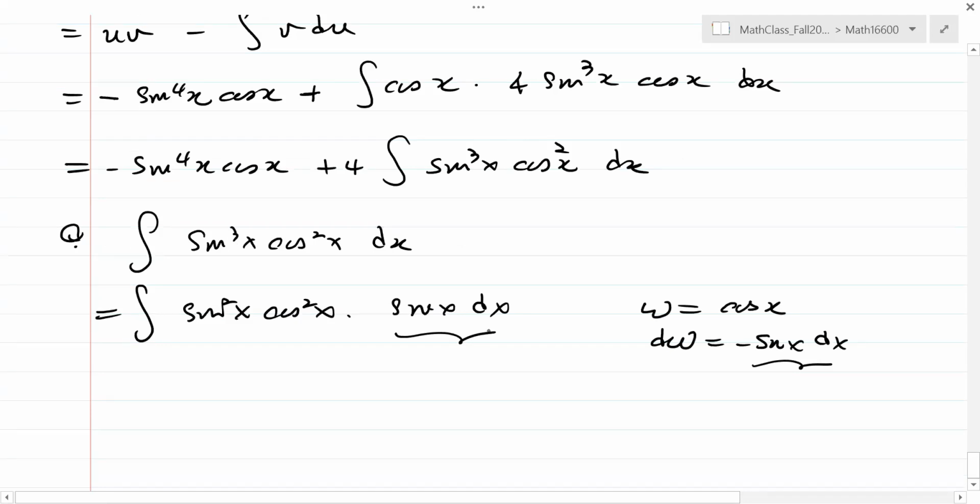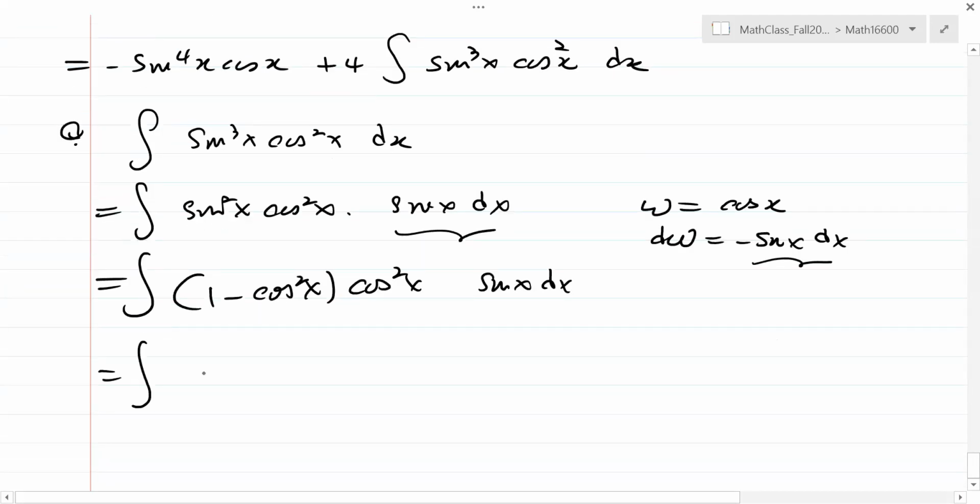In front of that, I'm lucky I have a cosine squared. It's okay, just w squared. But sine squared can be changed to cosine squared. Sine squared essentially is the cosine squared, it's the only small difference. So I'm going to get 1 minus cosine squared. So the answer will be 1 minus w squared, w squared, and negative dw. So you get a polynomial.